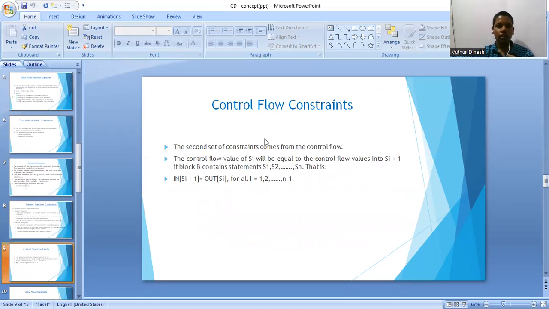Control flow constraints. The second set of constraints comes from the control flow. The control flow value of Si will be equal to the control flow values into Si plus 1 if block B contains statements S1, S2, and so on up to Sn. That is, in of Si plus 1 equals out of Si for all i equal to 1, 2, 3, and so on up to n minus 1.